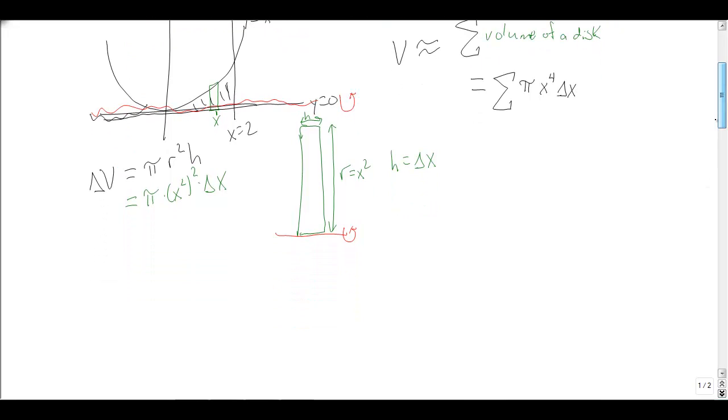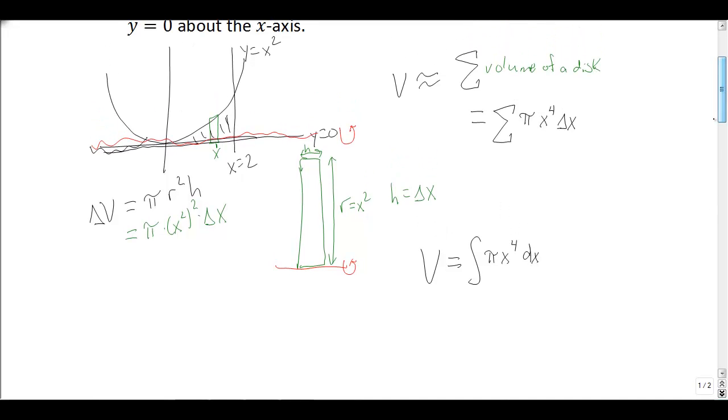Now, this is really an approximation to the volume. So the true volume will be, suppose we had 50 or 100 or a billion of those coins, they all get really, really thin, and that's going to turn into an integral, via a Riemann sum. So we're really going to integrate pi x to the fourth. The delta x becomes a dx. And then we have to think about what our x bounds are. If we go to our graph, x can be anything from 0 to 2. So we're just going to get bounds of 0 to 2. So we wrote down an integral that will give us the volume of revolution.